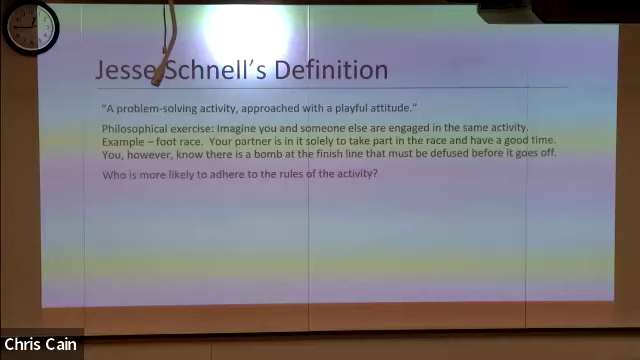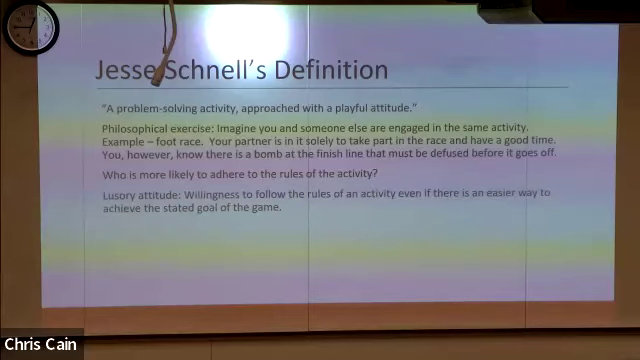So, first and foremost, who is most likely to adhere to the rules of the activity? Yeah, right? You, knowing life and death is on the line, are probably going to throw rules out the window and do whatever you need to survive. There's a bomb at the finish line.